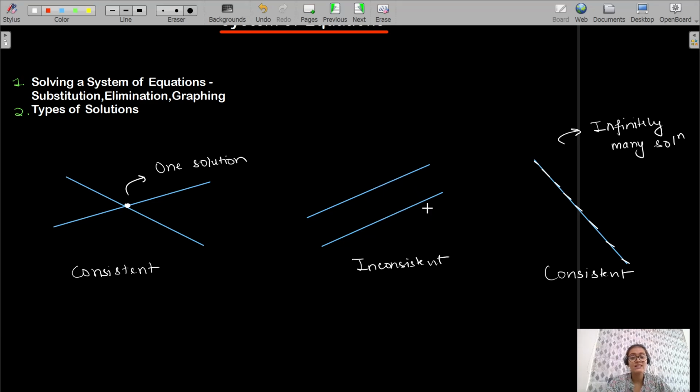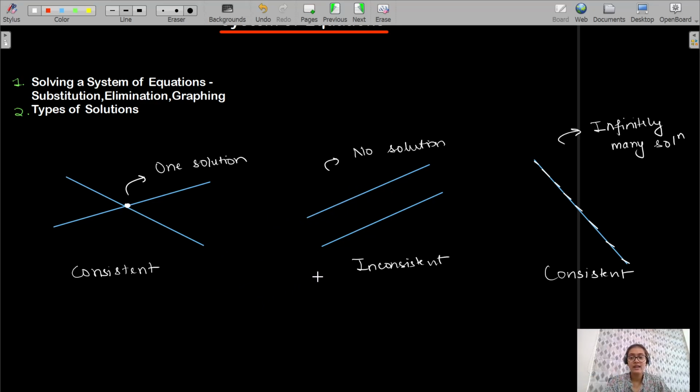And in this one, since these two lines are never going to intersect, in this case you get no solution. So the case in which you're getting no solution will be inconsistent. The other two cases, where you're getting one solution and infinitely many solutions, are called consistent.